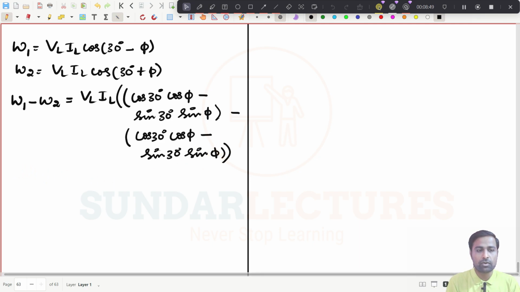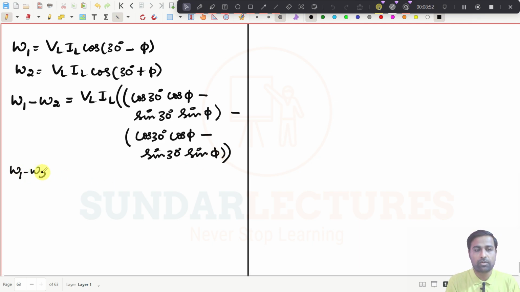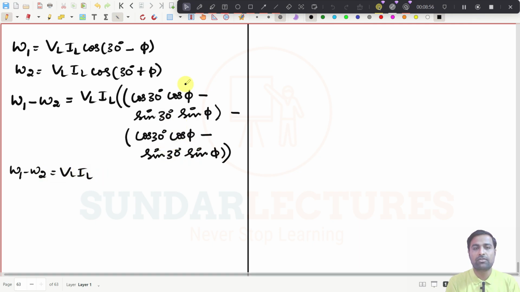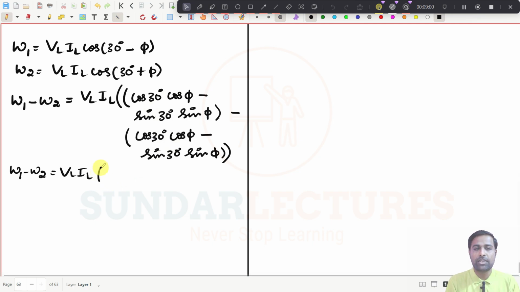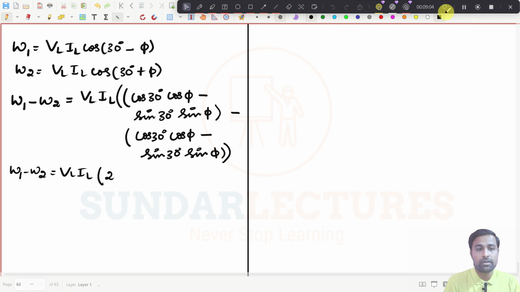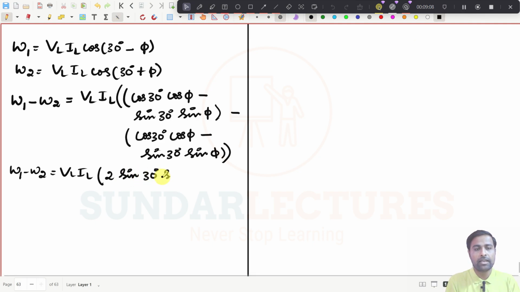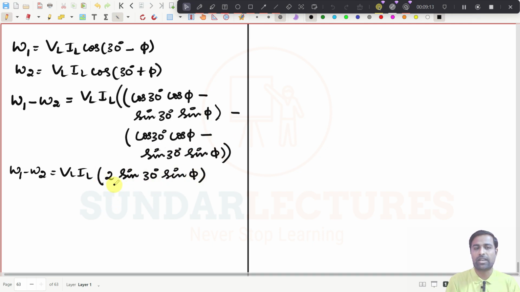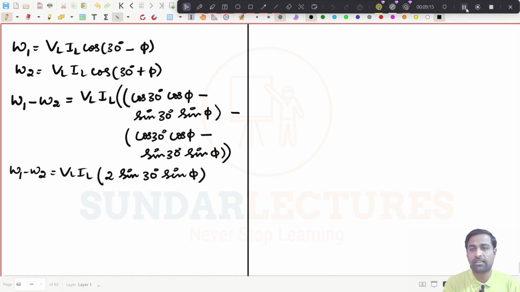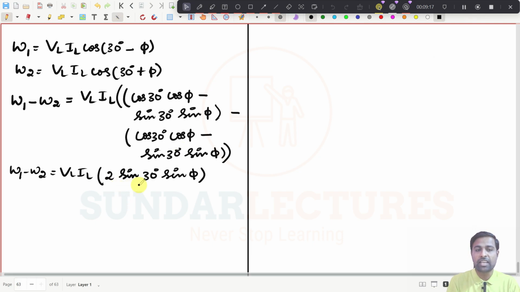So if you further do this one, W1 minus W2 will be equal to VL IL, and if you multiply these two, the cos terms will be cancelled out, right? The cos terms will be cancelled out, and you will have 2 sin 30 degree into sin phi. You just do this one by yourself. You will get an expression like this. And you see, 2 sin 30 degree is what? 1. And this value will be 1.